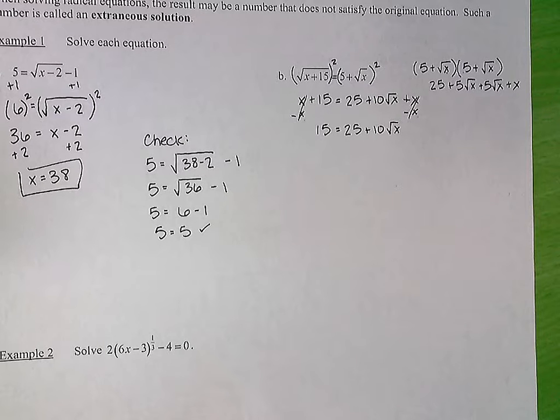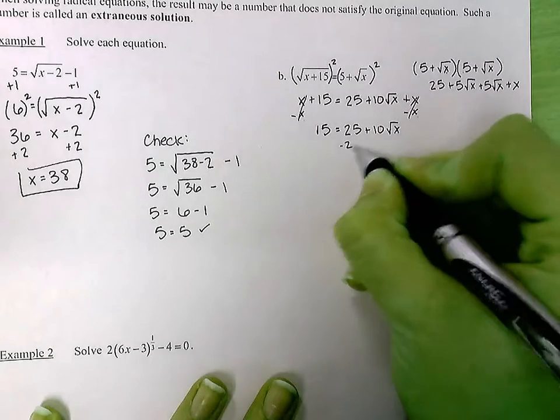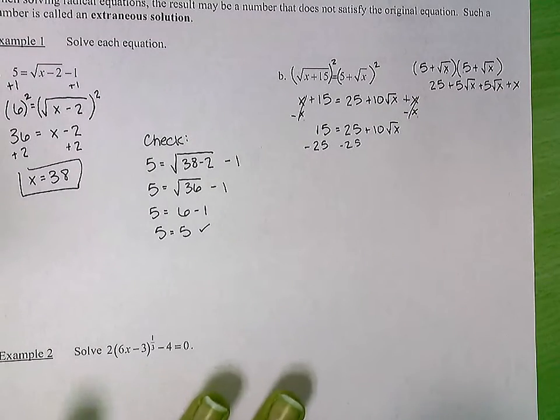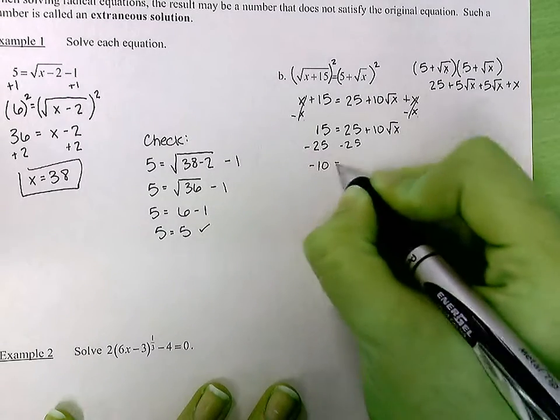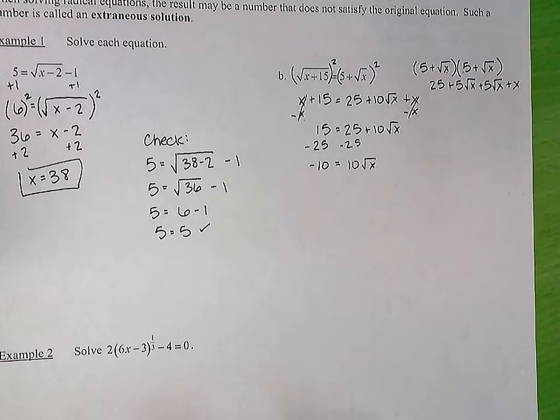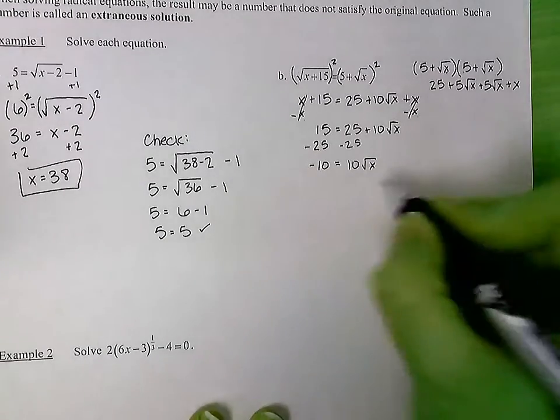Again, now you want to isolate that radical. Okay, so we want to get that square root of x by itself. So I'm going to subtract 25 from both sides. So I have negative 10 equals 10 square root of x.